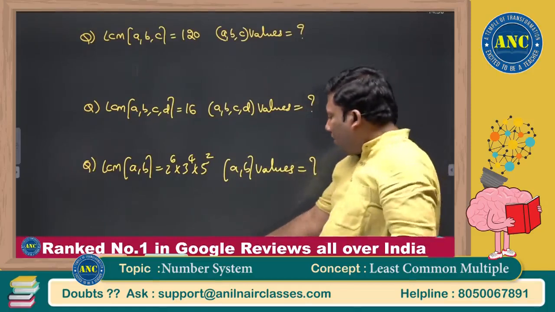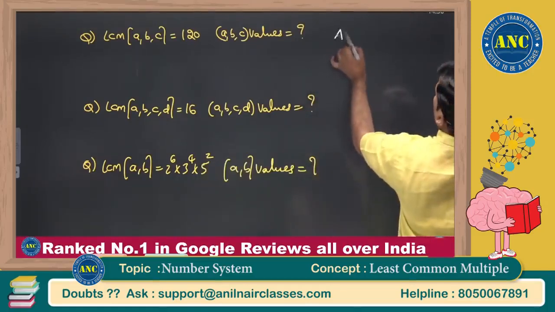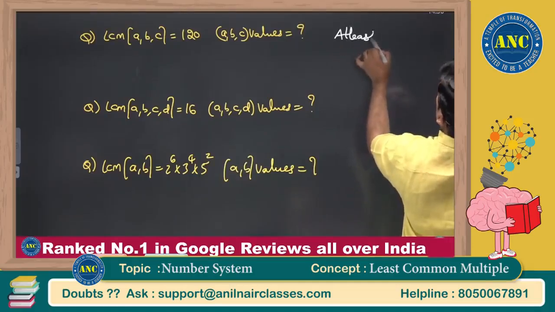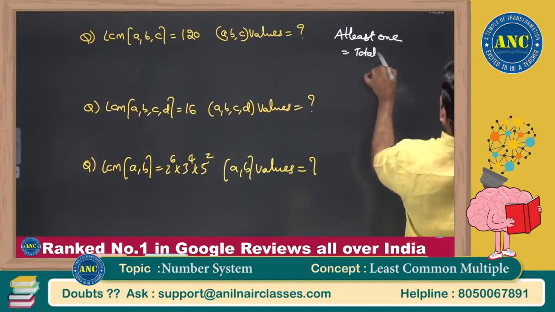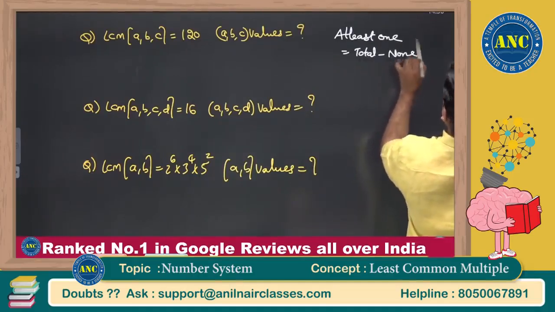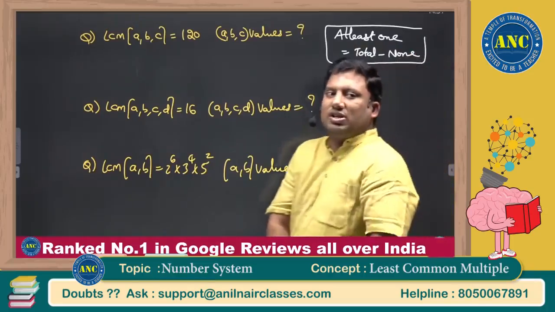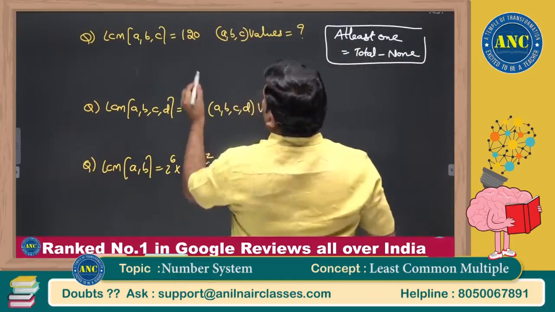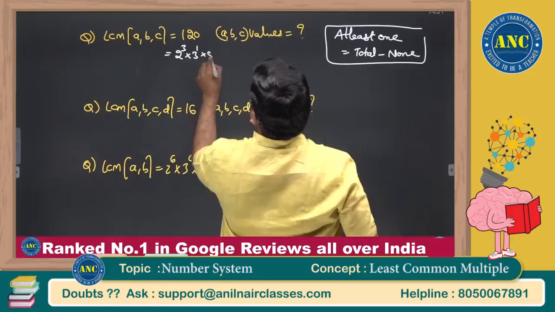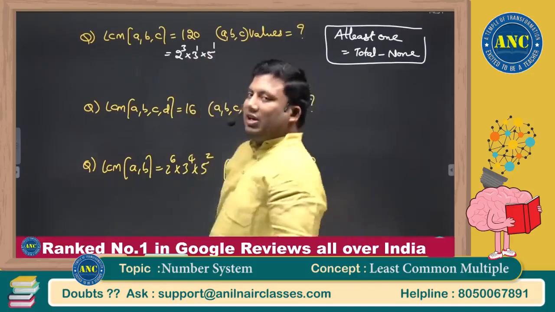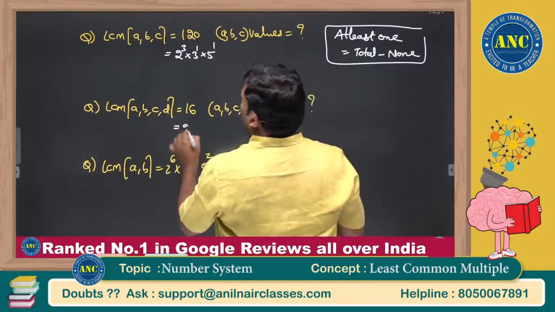What is the concept that we used here? At least one. At least one is defined as total minus none. First, step number 1, condense this 120. 120 is 2 cube into 3 into 5. 8 threes are 24, 24 fives are 120. 16 is 2 power 4.